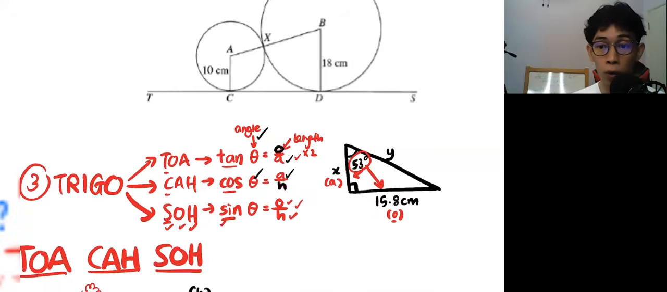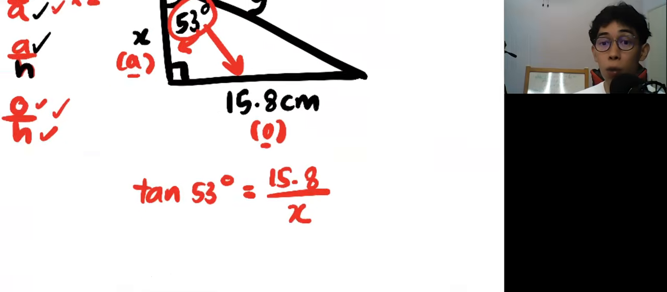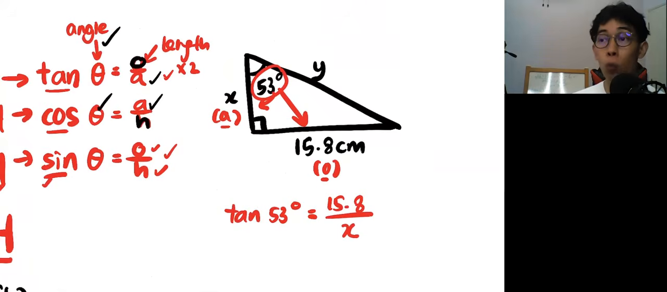Let me write the workings right at the bottom of it. Tangent is the one that we are using. Tangent 53 degrees equals opposite over hypotenuse, crazy, I mean your adjacent, which is x. Everyone, be careful with the linear equation steps. Check this out.